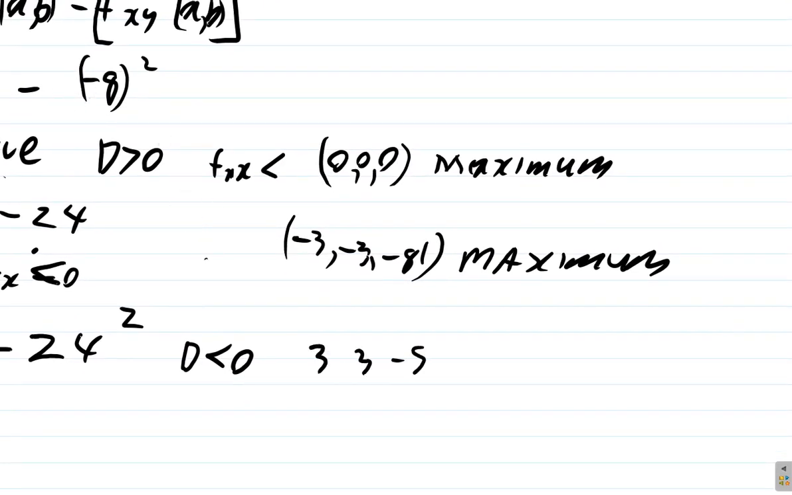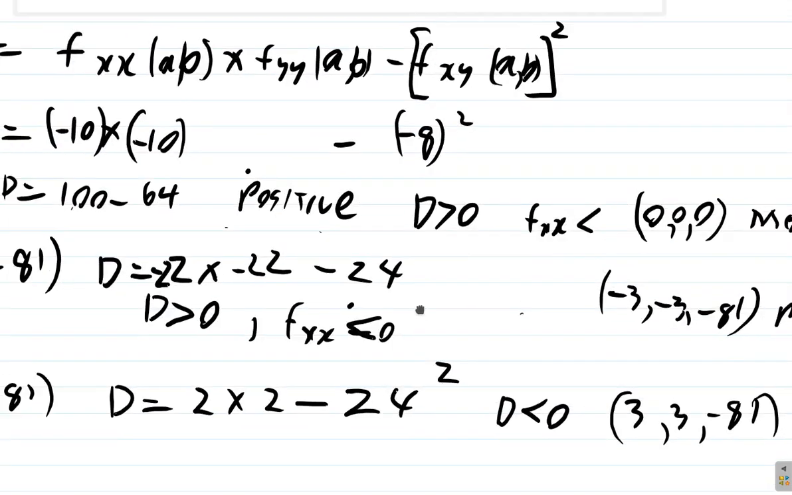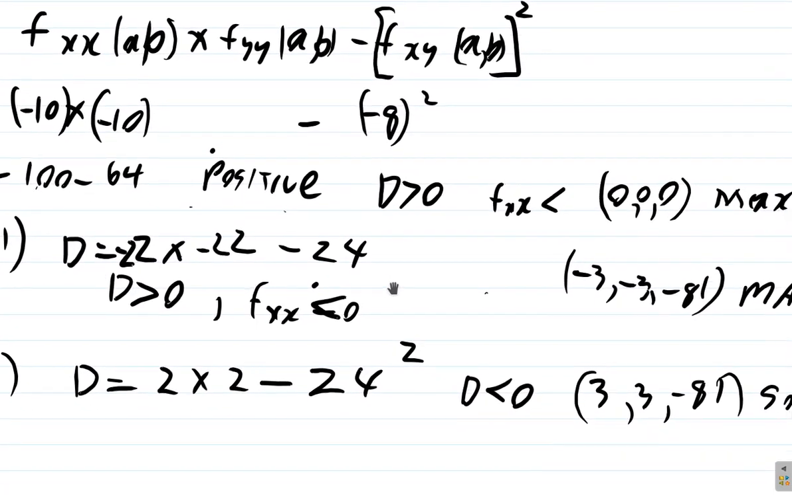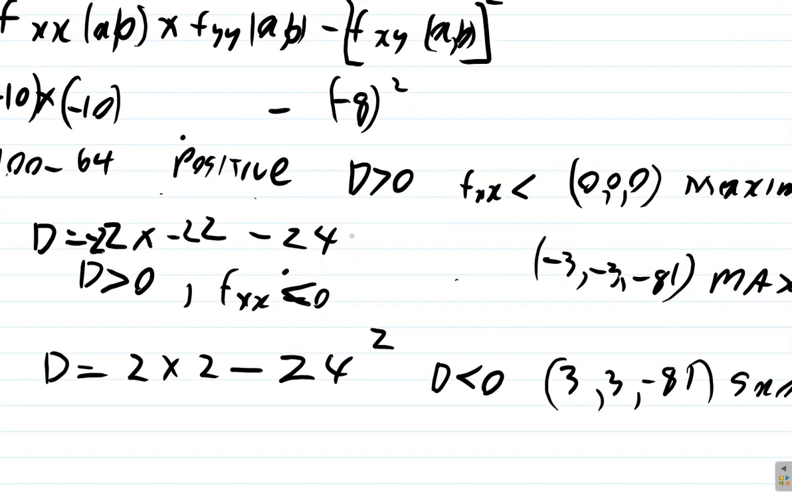3, 3, negative 81 is a saddle point. By the way, let me see something here. Oh, I didn't square this 24 here. This is supposed to be squared. So D would definitely be less than 0. It's a negative, right?